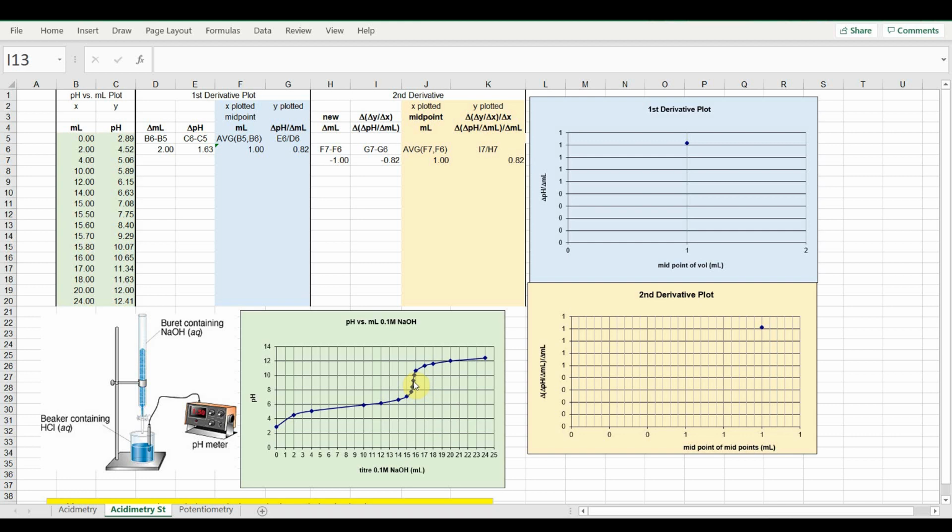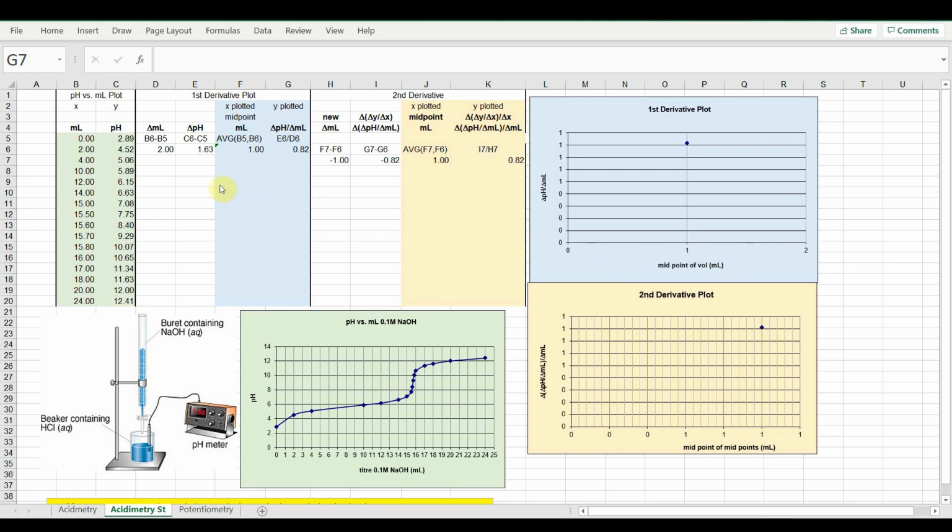But we can do a better job of identifying the endpoint more precisely if we do what is called a first derivative plot. So looking at the curve, we see that the slope increases most rapidly, or the slope is the greatest at the endpoint. If we plotted the slope of this line versus mils of titrant, the point where the slope is the highest would be the endpoint, and we could see that best with a first derivative plot. So how do we do that? On this blue graph, we'll plot the change in pH per change in mils. So the rate of change of pH with respect to mils of titrant is actually the slope of this plot. And we'll plot that versus the volume added.